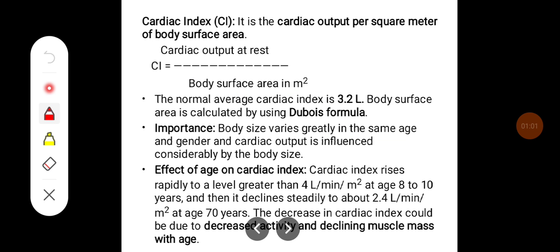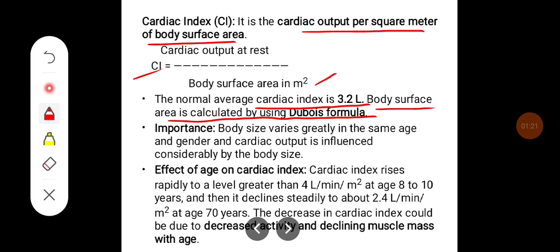Cardiac index is the cardiac output per square meter of body surface area, and hence cardiac index can be given as cardiac output at rest divided by body surface area in meter square. The normal average cardiac index is 3.2 liters per minute per meter square, and the body surface area is calculated by using the Du Bois formula.